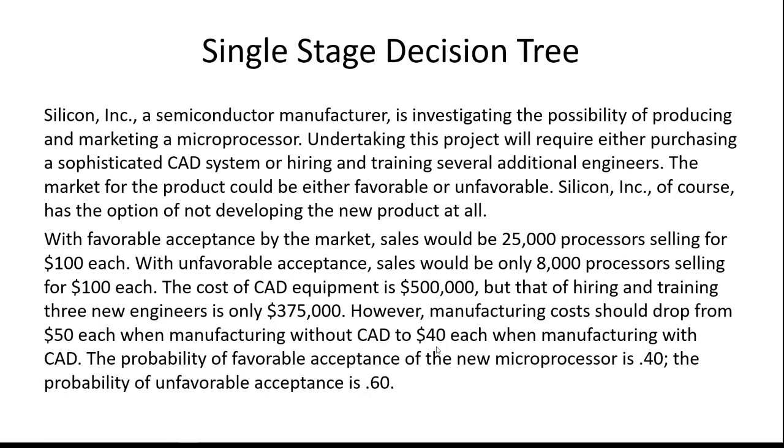The variable cost for CAD is 40, whereas for engineers is 50. All right, so let's just note that information down and start with the decision tree. Whenever we're starting the decision tree, we always start with a decision node. So we start off with the decision node. We have initially two options. We could either use engineers, or we could use the CAD system.